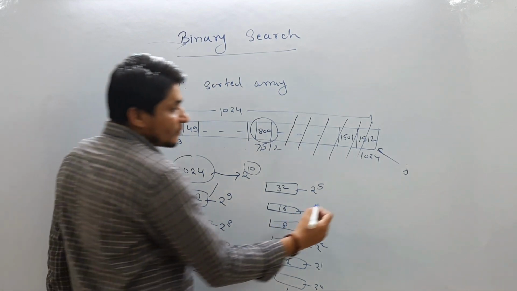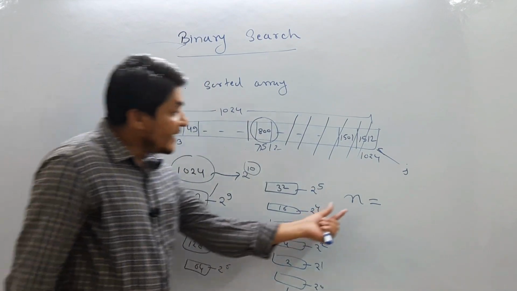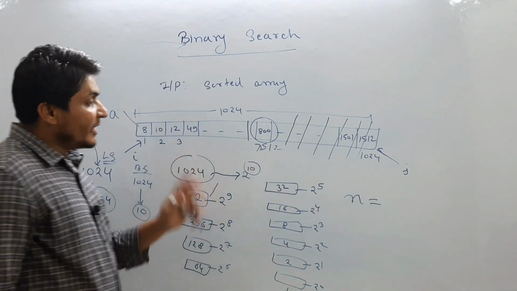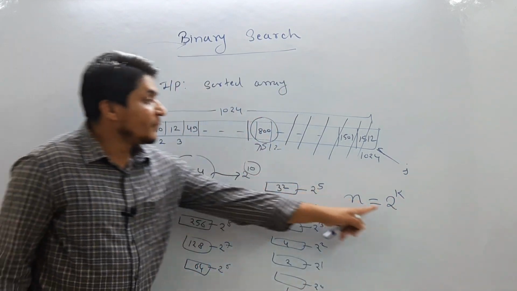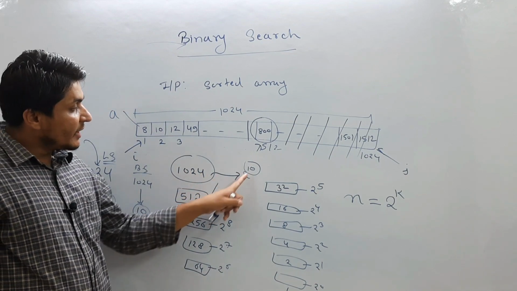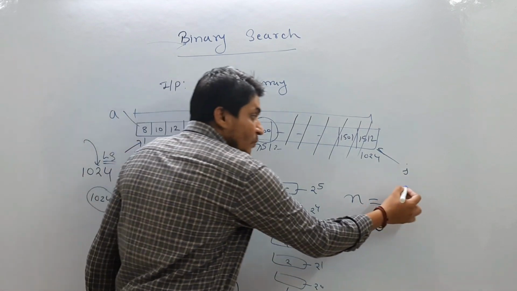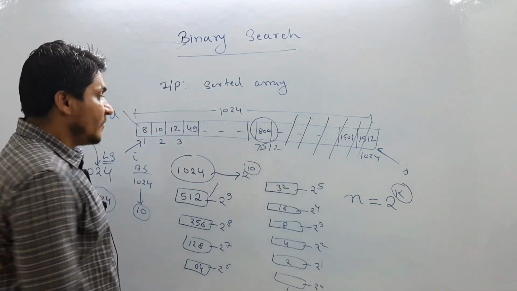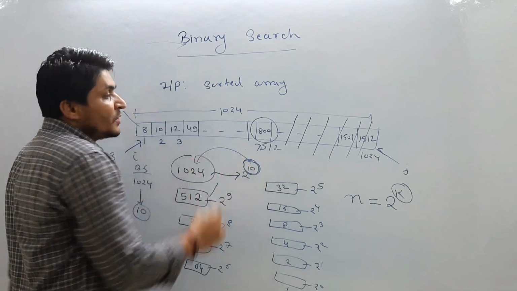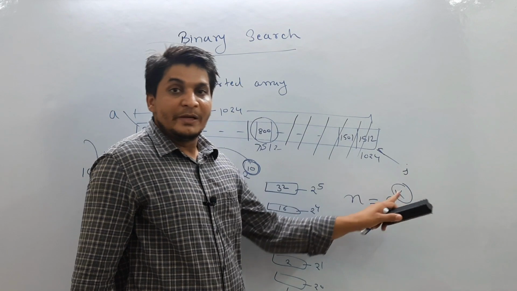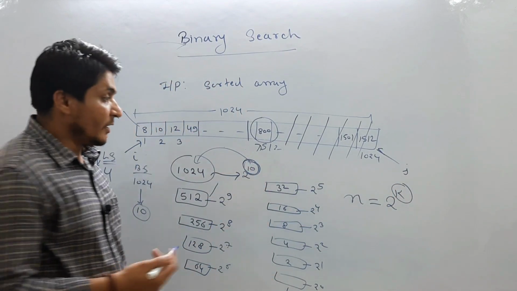So let us assume I am having n elements. For n elements, how many comparisons? I don't know how many comparisons. Let us assume 2 raised to power k, because for 1024 I am making 10 comparisons. So let's say 2 raised to power k comparisons, and I want to calculate the value of k. Once I calculate the value of k, then I will be able to know for input n how many comparisons it will take.